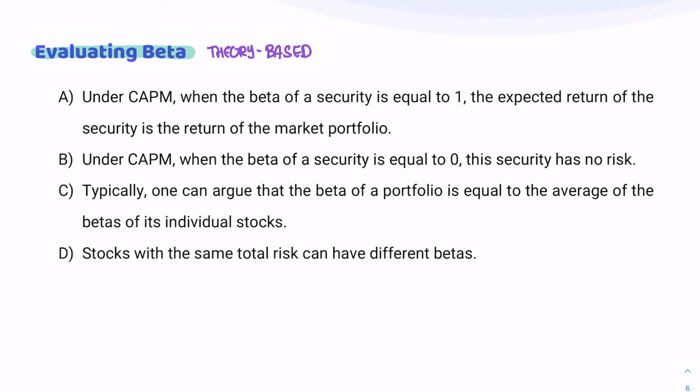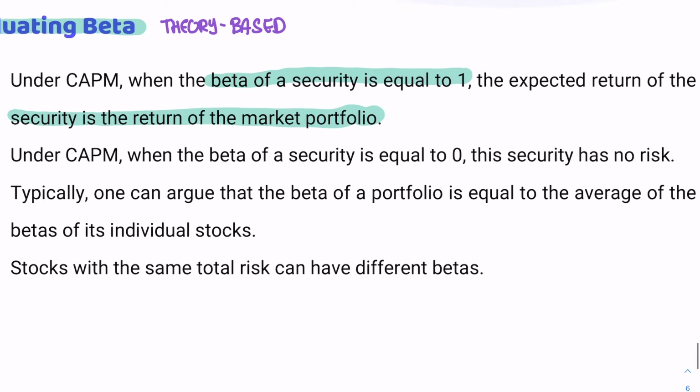So under CAPM, when the beta of a security is equal to 1, okay, the expected return of the security is the return of the market portfolio. Okay. Now, there are two ways to interpret this question. One, by looking at the graph of the SML. And one, by looking at the equation or the formula of the SML. And we're going to do both.